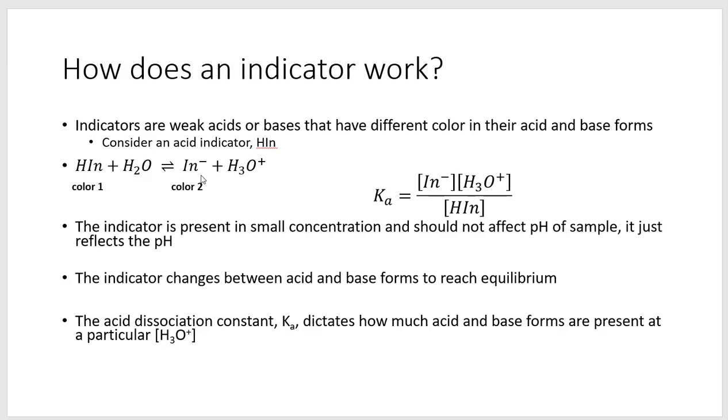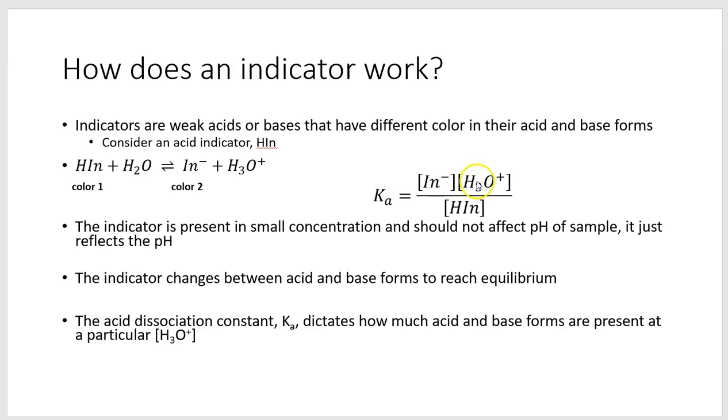So the equilibrium constant for this is an acid dissociation constant, and it's written over here. And we can see that the Ka is going to be a constant, as long as temperature is constant. And we have the concentration of the indicator, the concentration of H3O plus, and in the bottom we have the concentration of HIN. Now, the indicator is going to be present in very small amounts, and so really the indicator itself doesn't have a large effect on the H3O plus, the hydronium concentration. That's going to be affected by other compounds in the solution that we're trying to figure out the pH of.